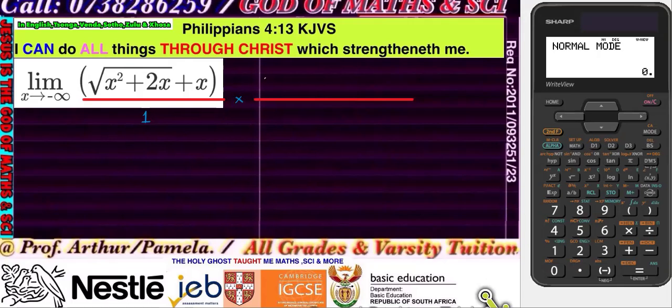So in the parentheses, now I've got the square root of x squared plus 2x. And then the moment I move outside the square root, the sign must change, negative x. Then I put it in the parentheses. The same thing must be there right at the bottom. All right, next step here will be the limit.